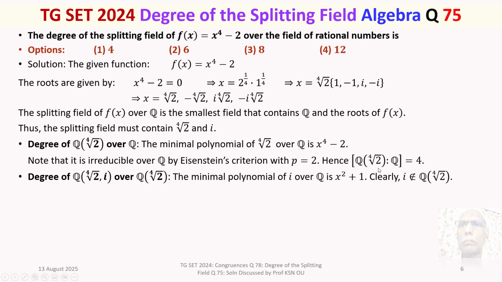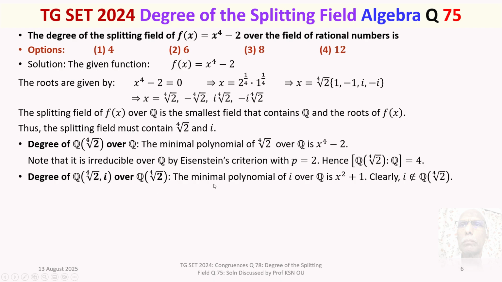We make an extension by adding i, the imaginary unit. So we have to find out the degree of Q(fourth root of 2, i), extending by adding i over Q(fourth root of 2). So from this base field, we are adding i as the extension.